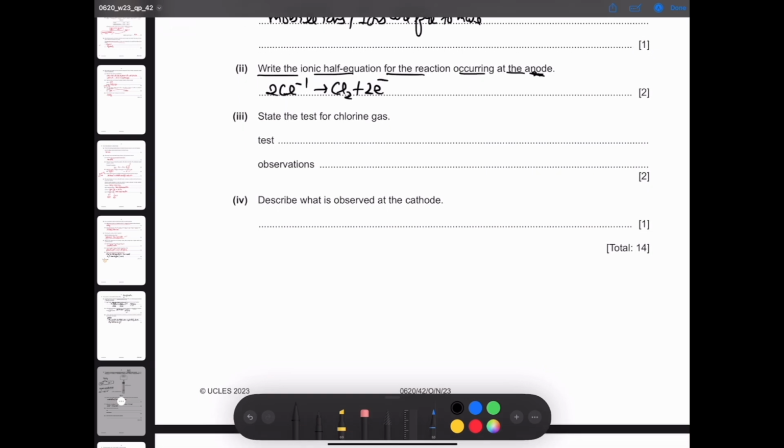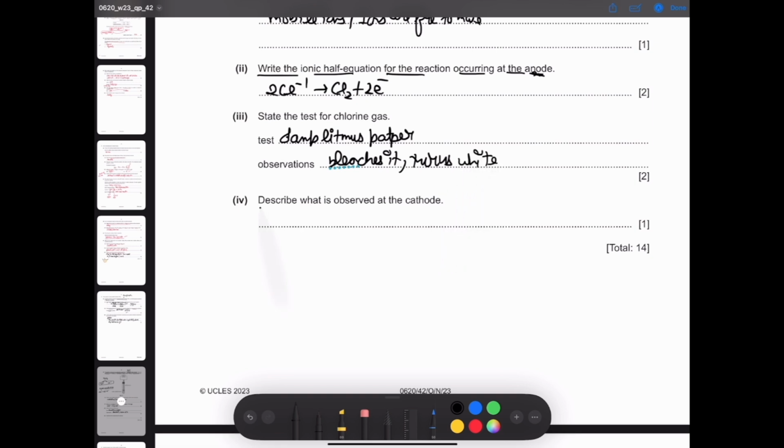State the test for chlorine gas. It bleaches damp litmus paper. So this is what you can mention, that the test is damp litmus paper. And what is the observation? It bleaches it. Turns white. By bleach it means turns white.